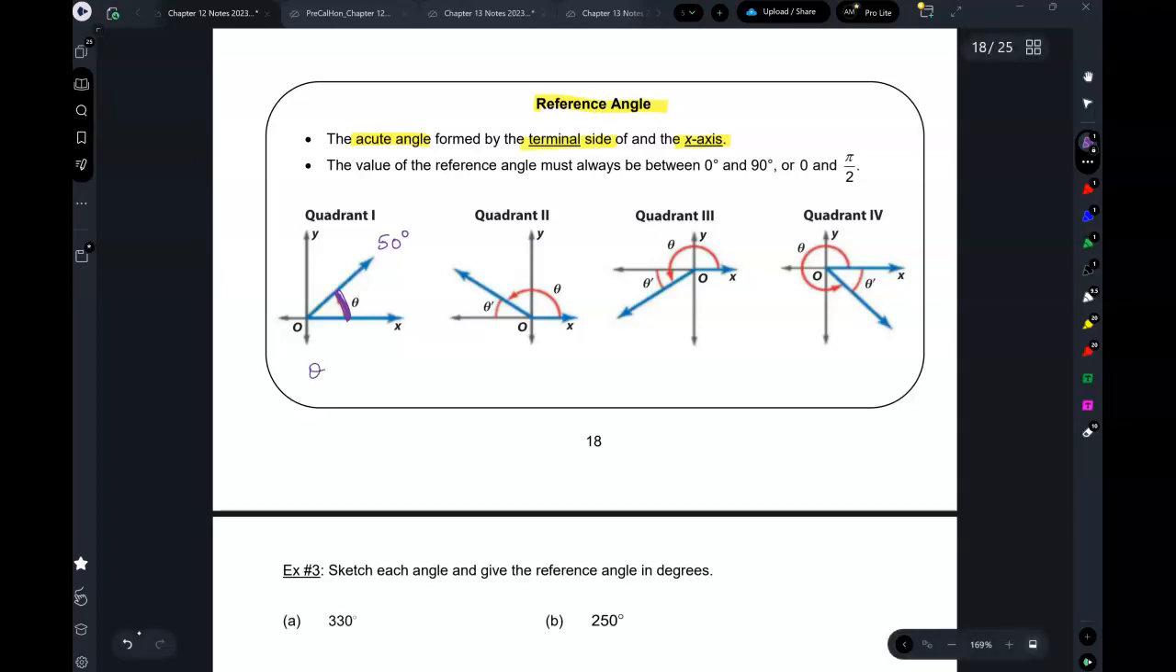You know how theta is an angle? Theta with an accent mark is called theta prime. That's usually used for reference angles.